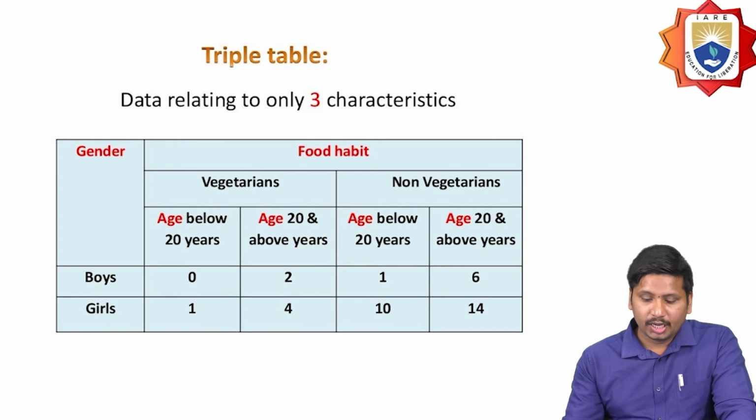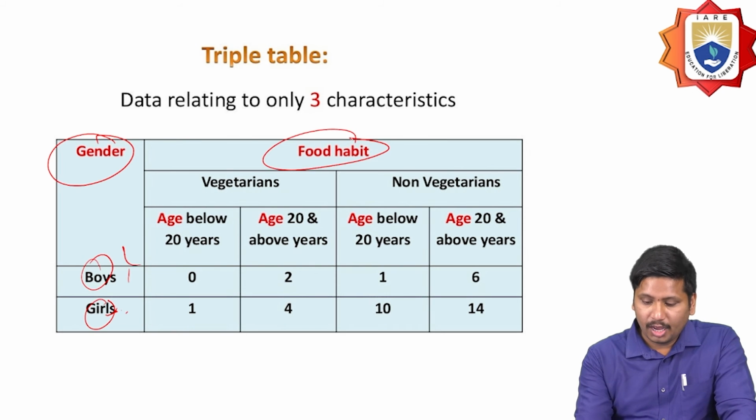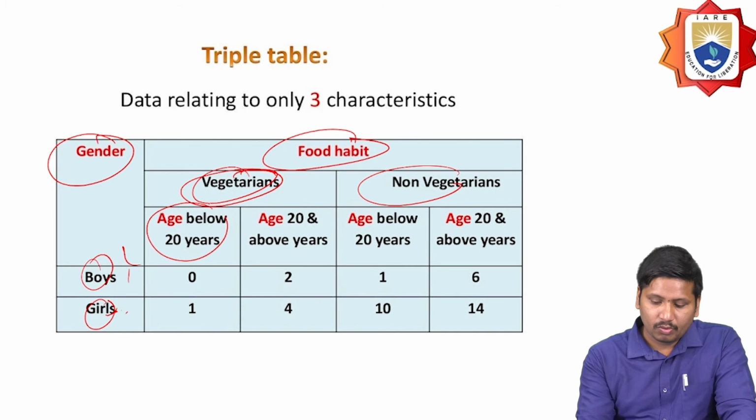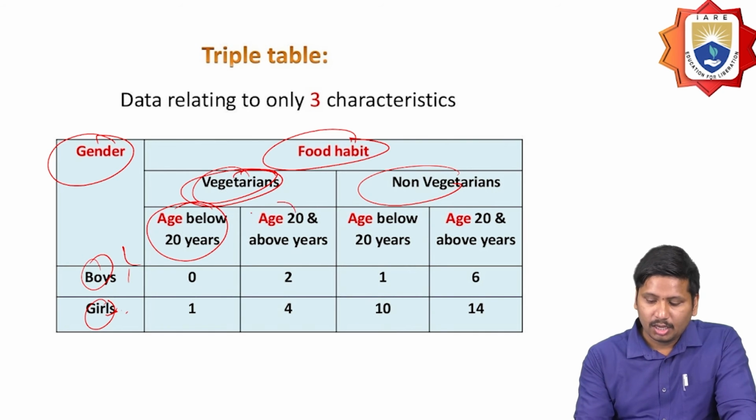And what is the triple table? A triple table is divided into three categories. Again gender, boys and girls, the same here, and food habit is also the same, but within vegetarians I can find the number of people below the age of 20 years and above 20 years.